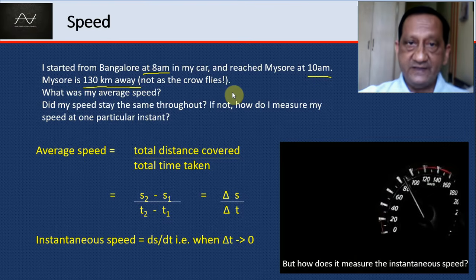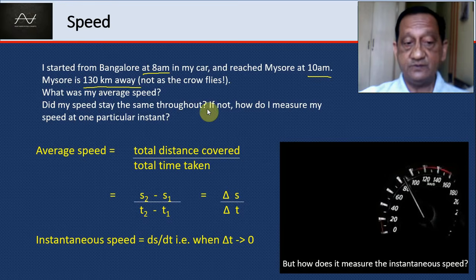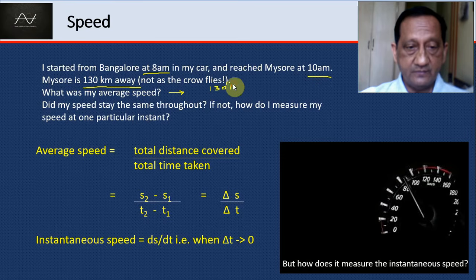What was my speed? What was my average speed rather? Did my speed stay the same throughout? Well, the average speed is I covered 130 kilometers in 2 hours. So the total distance covered divided by the total time taken to do so is the average speed, 65 kilometers per hour.